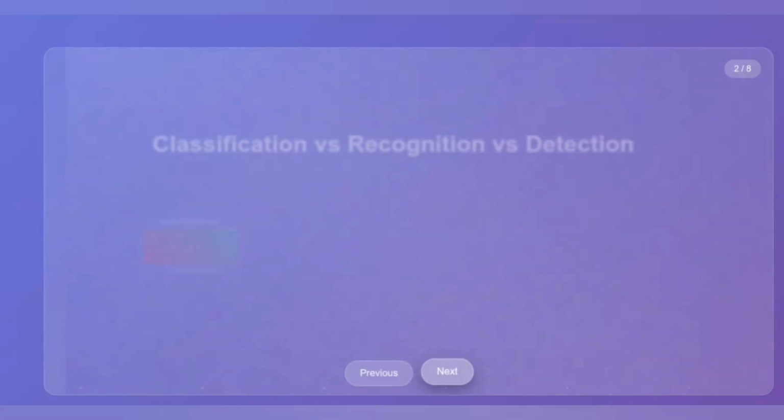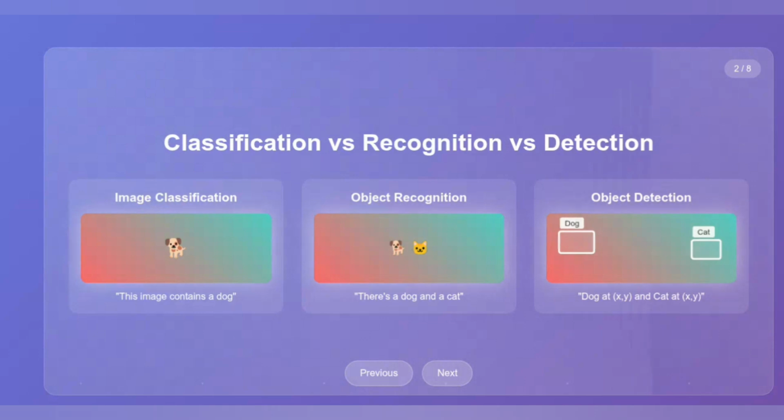So, what's the difference between image classification, object recognition, and object detection? Image classification tells you what the main subject of an image is. Example, this image contains a dog. Object recognition identifies what specific objects are present, like there's a dog and the cat. Object detection goes a step further. It identifies what objects are present and where they are by drawing bounding boxes around them.